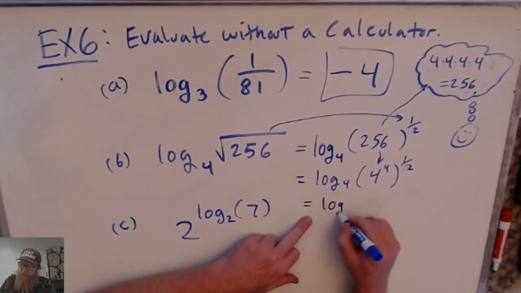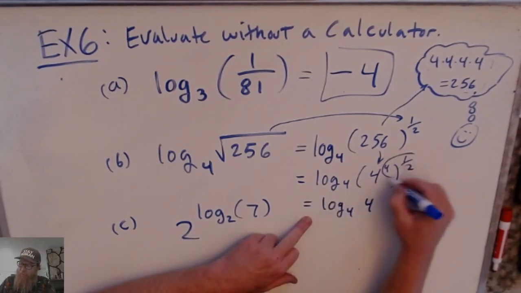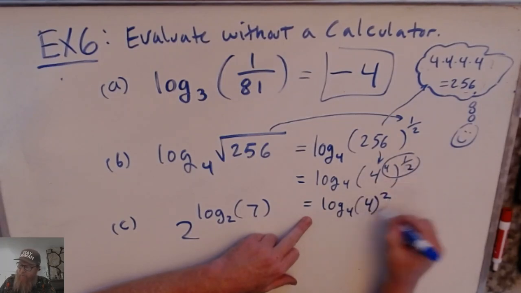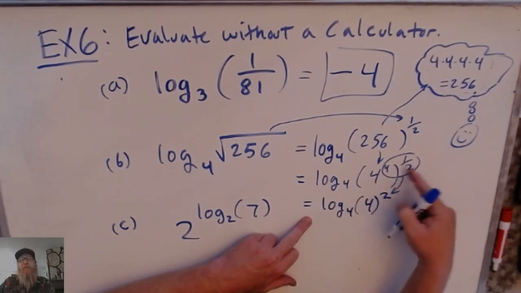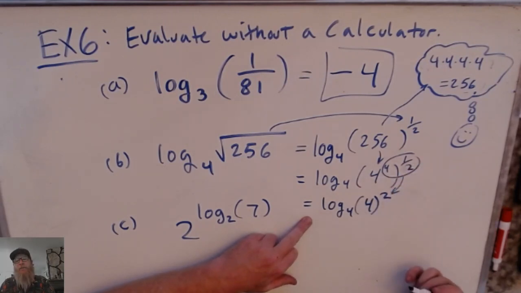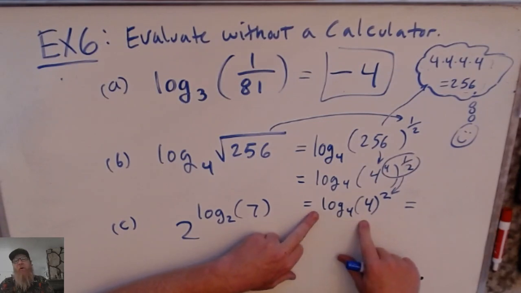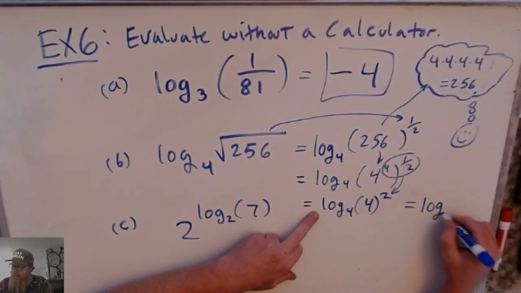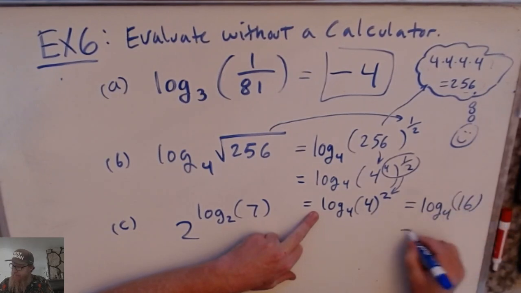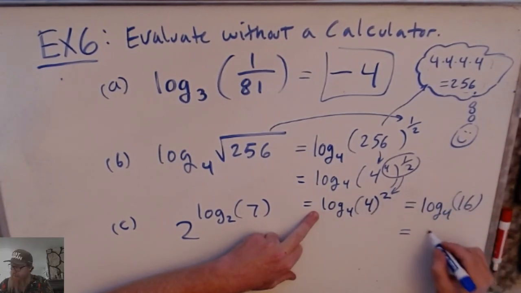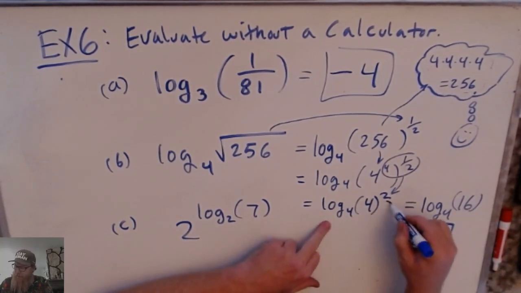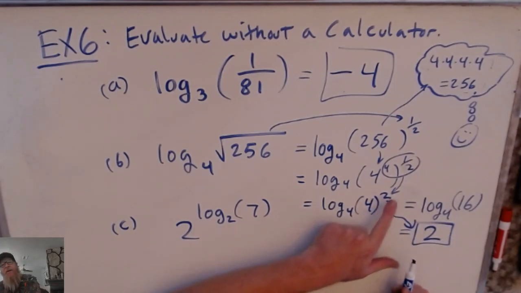So this is log base 4 of 4 to the 2nd power. Combining the powers 4 and 1/2, 4 times 1/2 is 2. And so now it's what power of 4 is 16? 4 squared is 16, so you just get 2. In fact, you could have just stopped here.